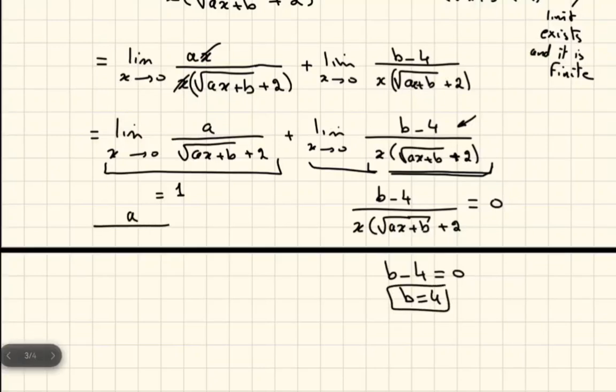And for this one, I want the limit as x approaches 0. So let's substitute 0 instead of x. I will get radical of 0 plus b, which is b, plus 2. I know that this one is going to be 1. So at the end, our answer will be 1 plus 0, which is 1.